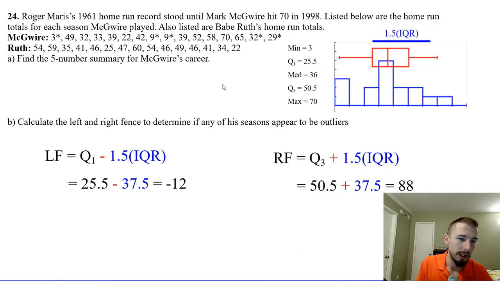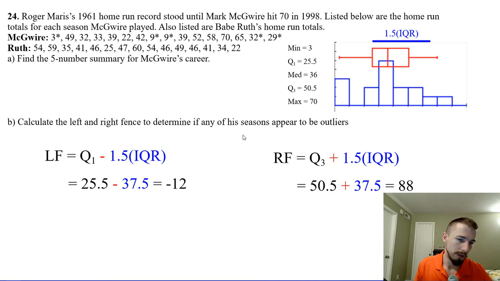Okay. Next, we want to calculate the left and right fence to determine if any of his seasons appeared to be outliers. Well, he had several really small seasons, or seasons where he only had a few home runs, like 3, 9, 9. And so those might be outliers, and even when I graphed it out with a histogram, they look kind of like they're off by their own and possible outliers.